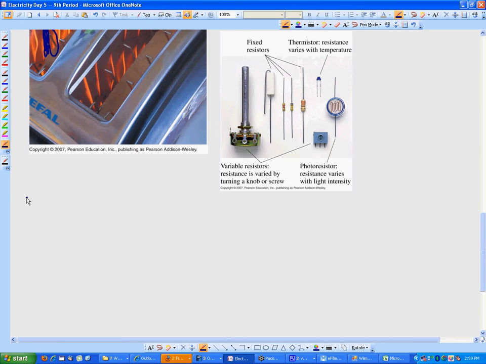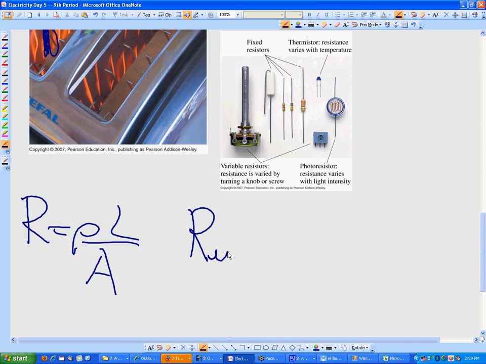R equals rho L over A. And so in a typical wire, is the L very big? Is the A very big? No. And the rho is whatever the rho is. And so typically in a wire, we're going to assume that the resistance of a wire is equal to 0 ohms.